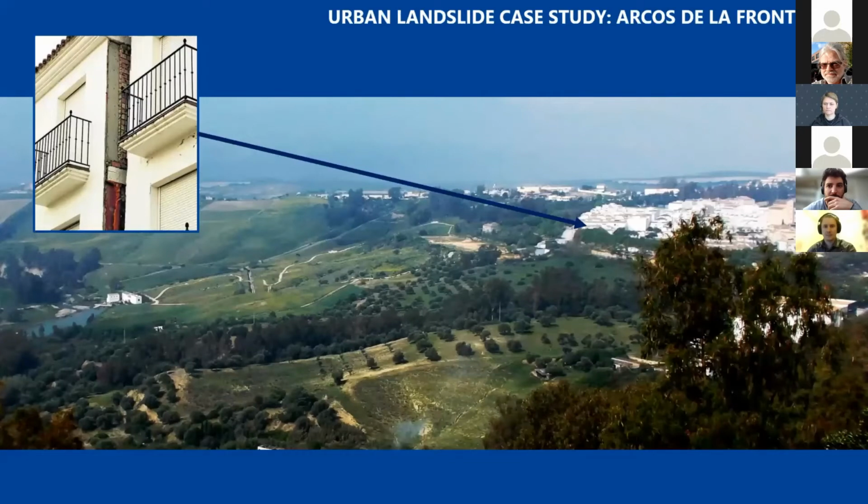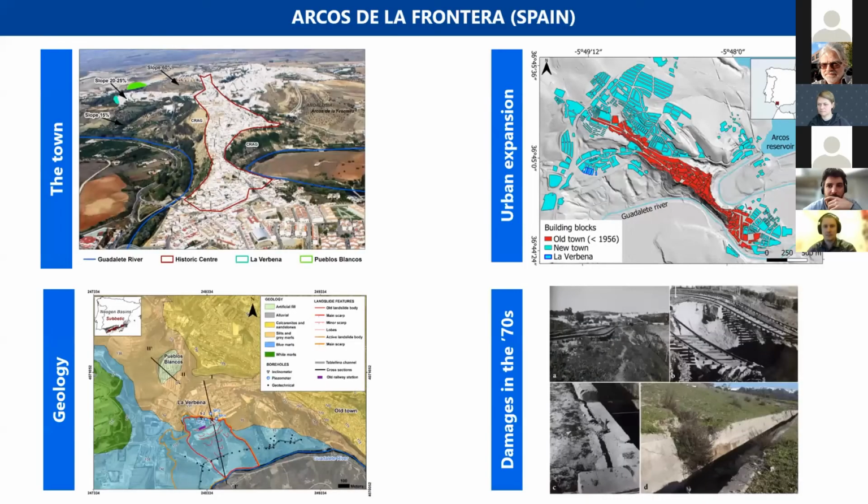So let's move to the case study of Arcos de la Frontera. This town is a beautiful historical town. It is located in the province of Cádiz in Andalucía, South Spain. Nowadays, it has around 30,000 inhabitants and it is an important touristic destination. The historical center, which is depicted in red, was constructed on top of a 100 meter hill that was carved by the action of the Guadalete River.